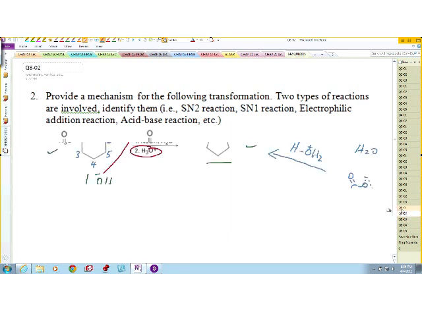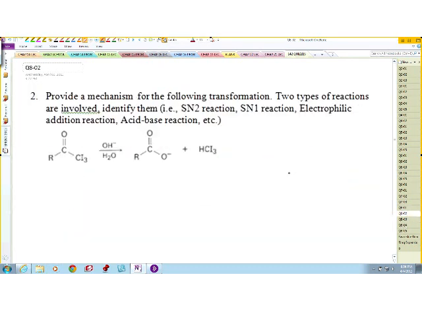Okay, I think we did number 1 already, so let's go to number 2. Okay, Alona, go ahead and read this first. Okay, thank you. Okay, so now this is actually the last step of the iodoform reaction. This is the last step of the iodoform reaction.